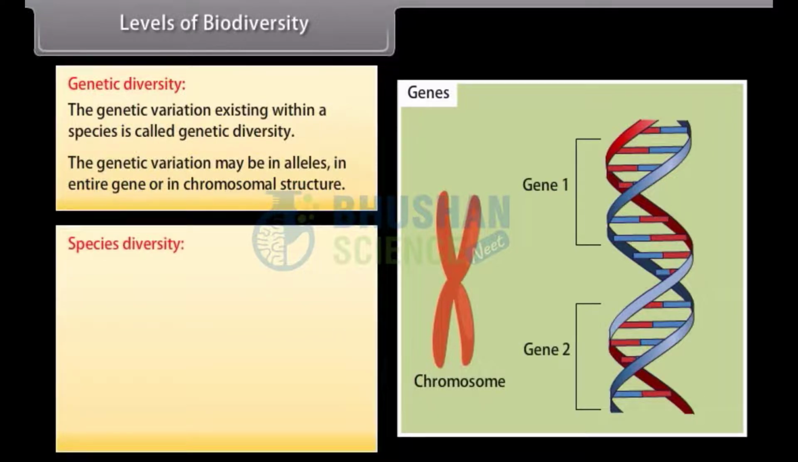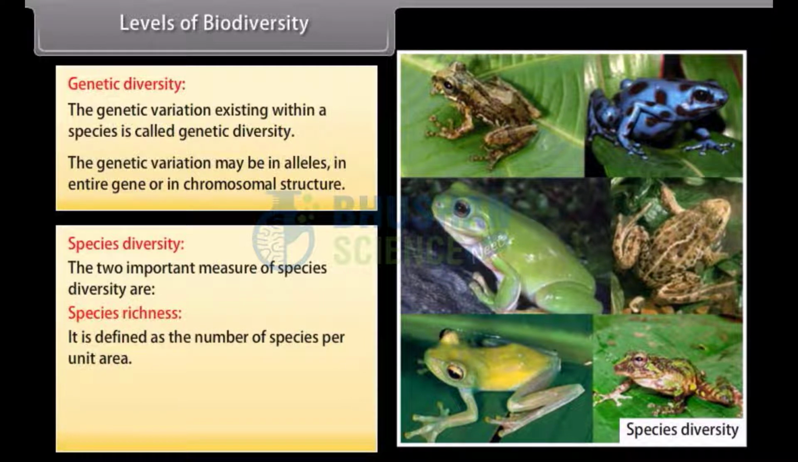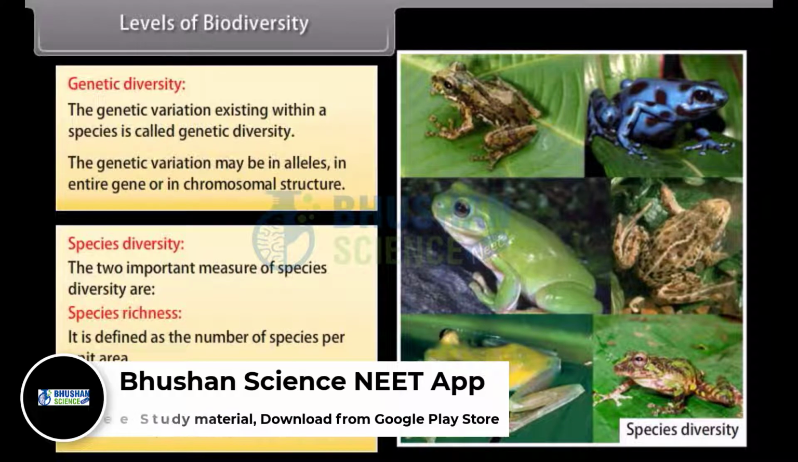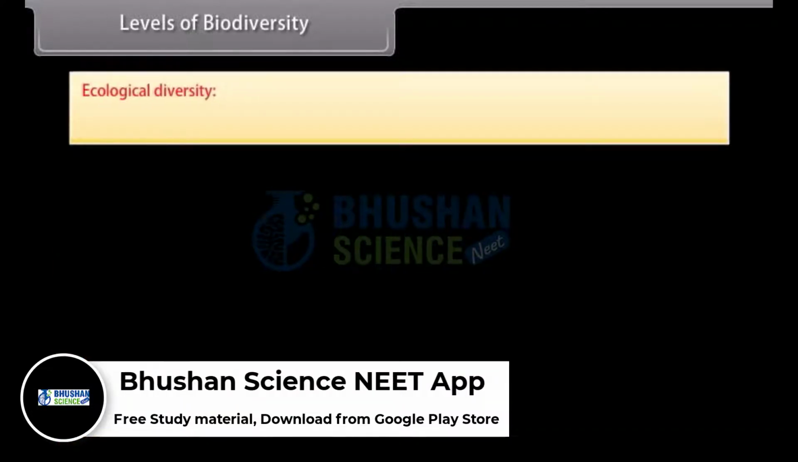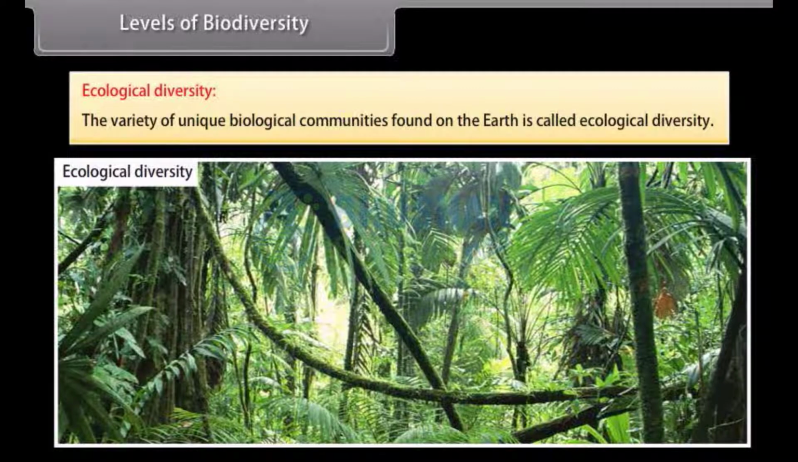Species diversity. The 2 important measures of species diversity are species richness. It is defined as the number of species per unit area. Species evenness. It refers to the relative abundance with which each species is represented in an area. Ecological diversity. The variety of unique biological communities found on the earth is called ecological diversity.